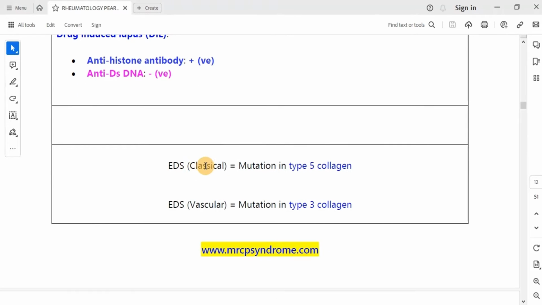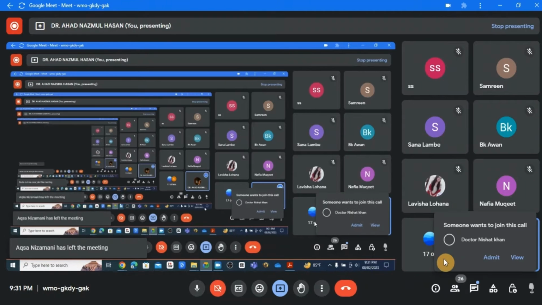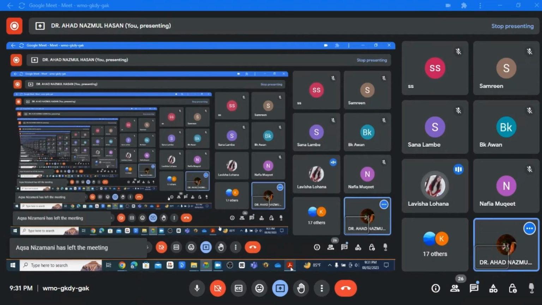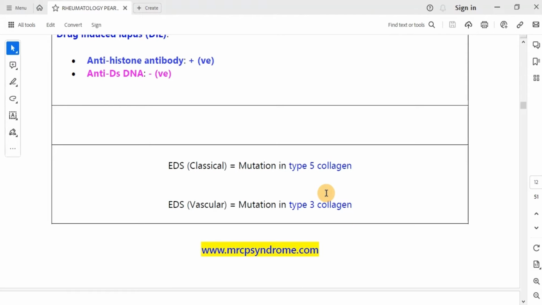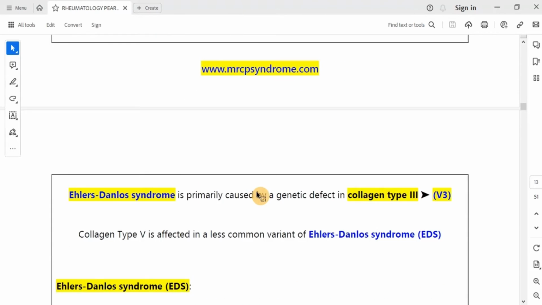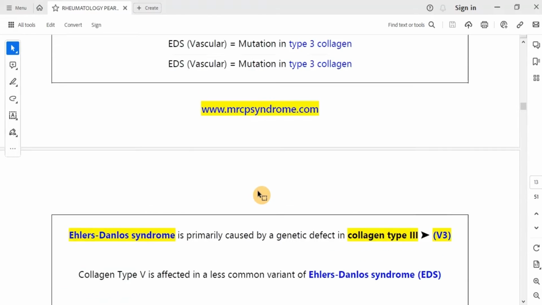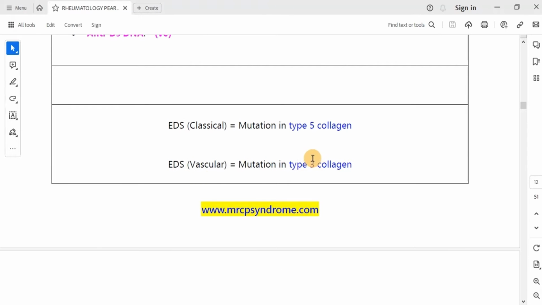And Ehlers-Danlos syndrome, it may be either classical or vascular. Classical occurs due to mutation in type 5 collagen, and vascular occurs due to mutation in type 3 collagen. So which one is more common? Vascular is more common or classical is more common? C5V3, you can remember it this way. So that pattern 3, that is the vascular type 3, V3 is more common.